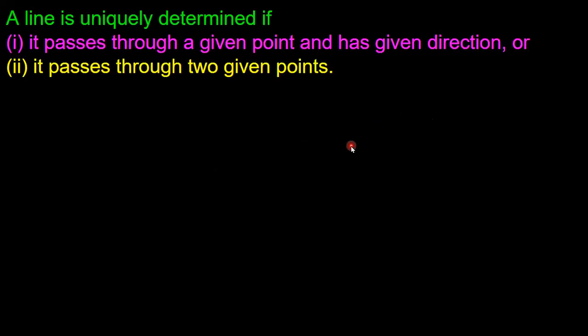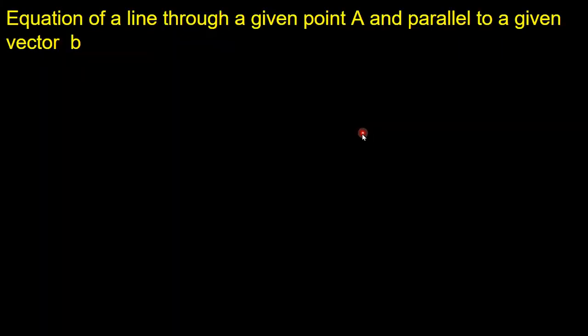Just like an individual has a unique address, the line also has a unique address, and it can be identified if you know a point through which the line is passing, and then the direction in which, number one, and number two, when you know that these 2 points through which the line is passing, right? So there are two ways to determine a line uniquely. Let's see the first one. Equation of a line we would derive passing through a given point A and parallel to a given vector B.